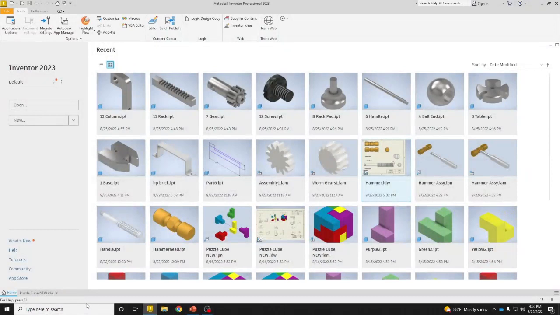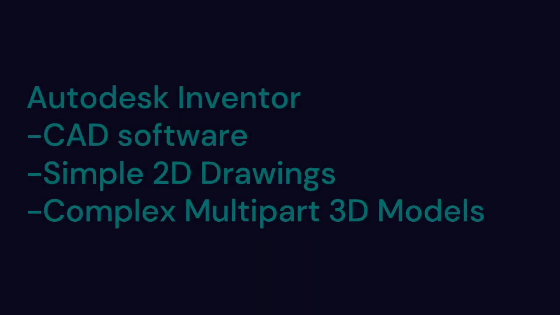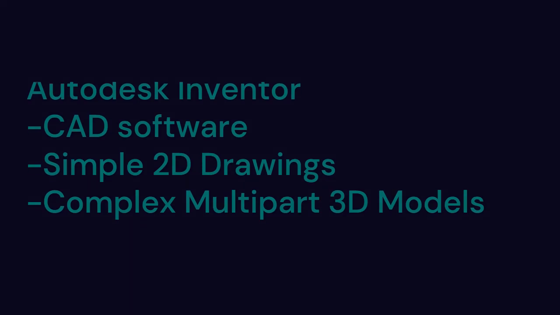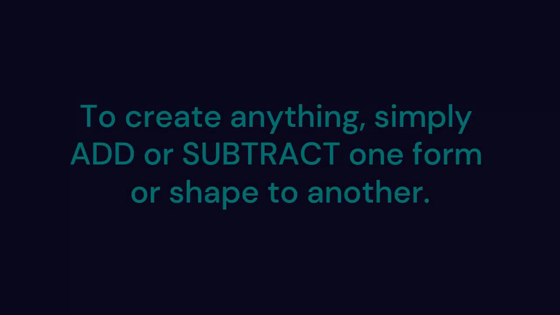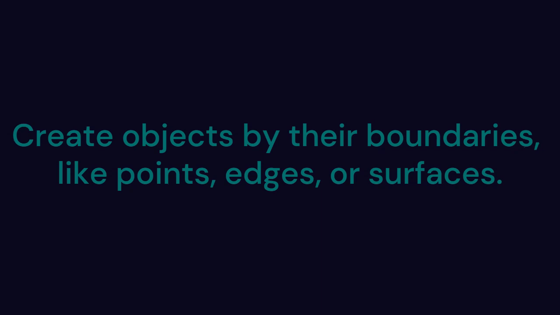Okay guys, in this video I'm going to be introducing you to Autodesk Inventor. Autodesk Inventor is a CAD software that can create simple 2D drawings to complex multi-part 3D models. To create anything on Inventor, you simply add or subtract one form or shape to another. We can also create objects by their boundaries, like points, edges, and surfaces.